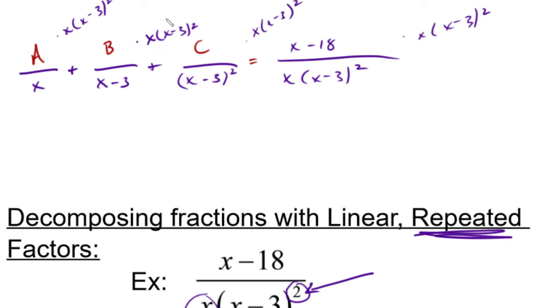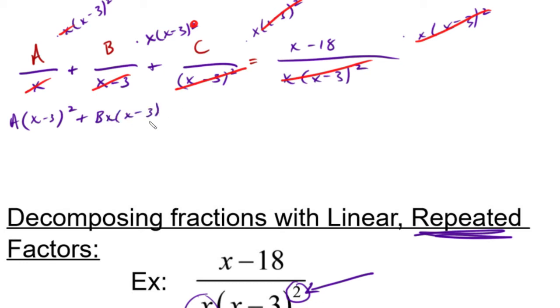So here, the x cancels, but you still have x minus 3 quantity squared. Here, one of the x minus 3's cancel, and you still have x and x minus 3. Here, both of the x minus 3's cancel, but you still have the x. And here, everything cancels. And so what you're left with is a times x minus 3 quantity squared plus b times x minus 3. And here you've got c times x is equal to x minus 18.